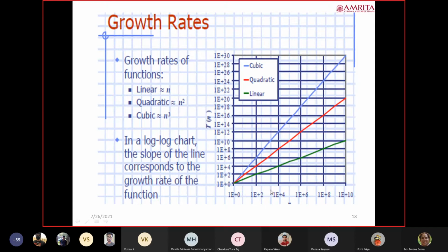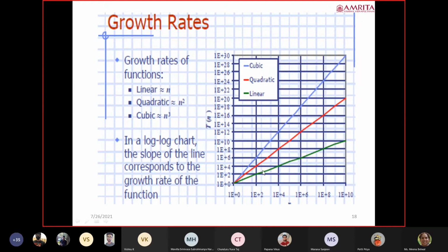Linear means, for example, if your input size is 1e+4, 1e+4 means 1 into 10 to the power of 4. This is a log chart. When the input size is very high, we use a log chart. As you know, 1e+0 is 1, right? 1e+2 is 1 into 10 to the power of 2, that means 100. 1e+4 means 10 to the power of 4, which is 10,000. And 10 to the power 6 is 10 to the power 6. That is how we are showing it.